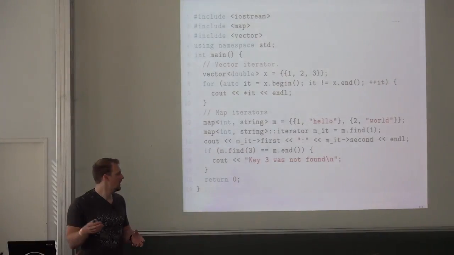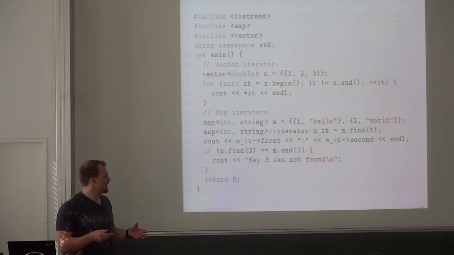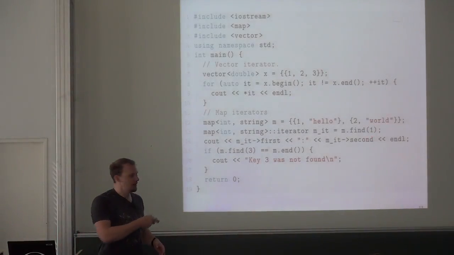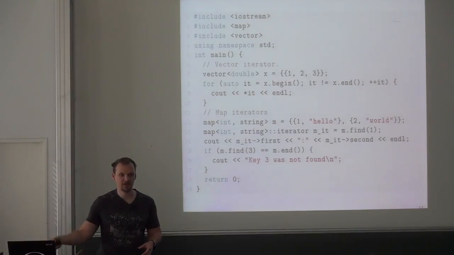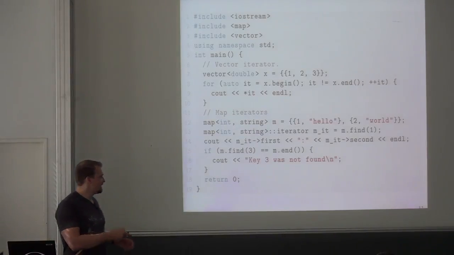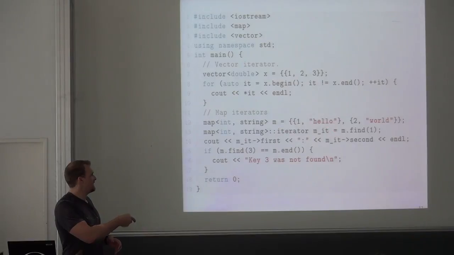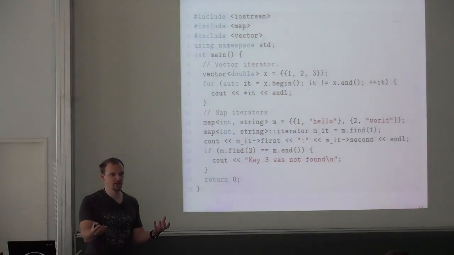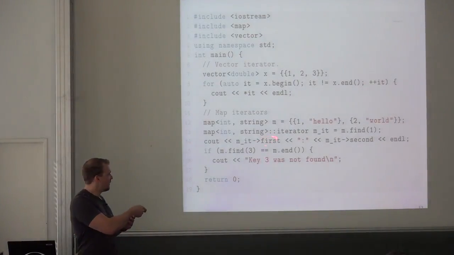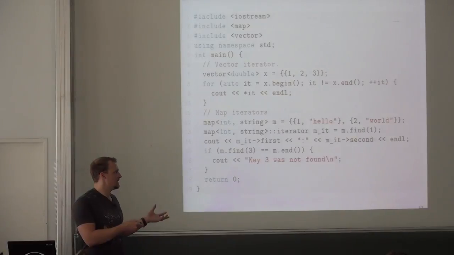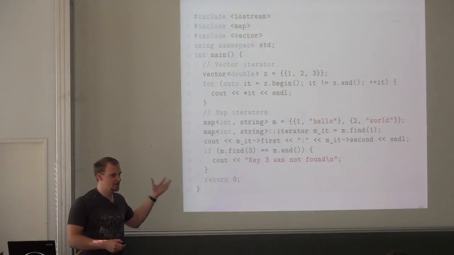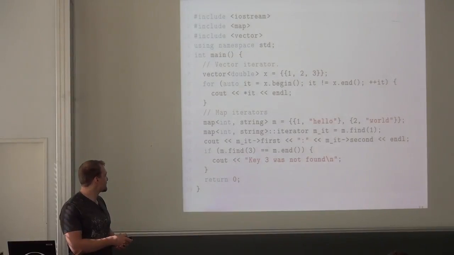So for example, if it finds a key 1 in my map, it will return me an iterator to that element. And that iterator will be this it. And then if I output the first, so it's a pair, the first one is the key, the second one is the value. If I call the first, it will give me the key. If I call the second, it will give me a value. Again, you can run it, you will see that it actually works.